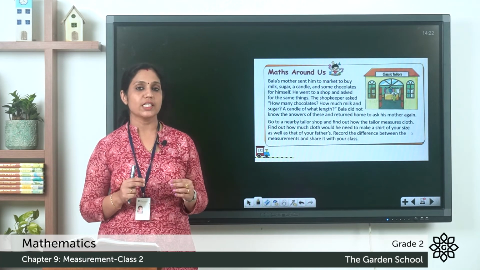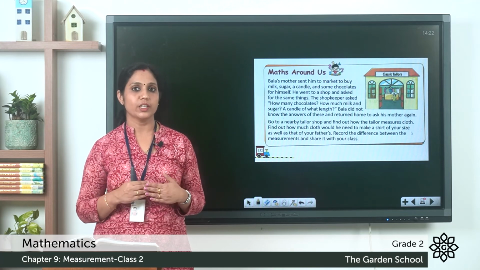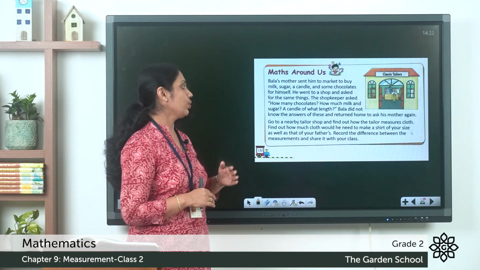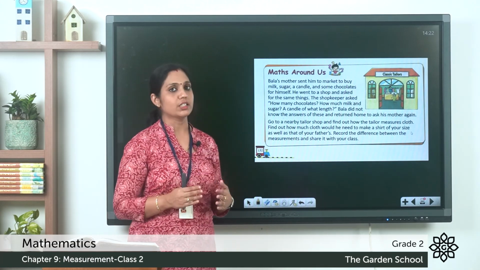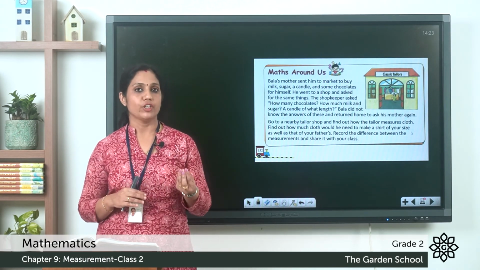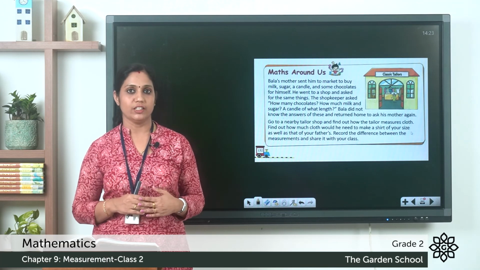So how a tailor measures cloth? A tailor uses a measuring tape to measure the cloth. And what measurement is used? Meter is used. Find out how much cloth would he need to make a shirt of your size as well as that of your father's. If you want to stitch a shirt, how much cloth is needed for yourself and for your father, how much is needed. So try to find out the difference.